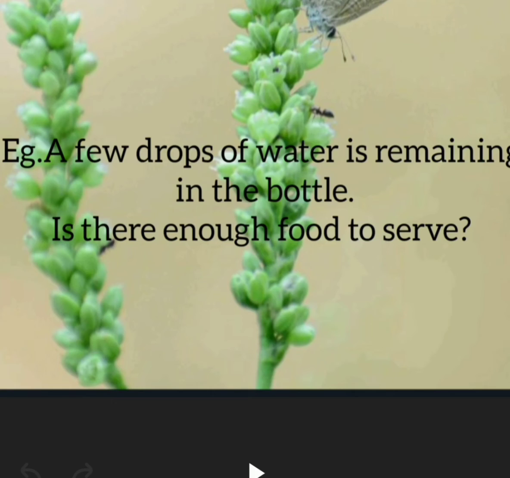I have given two examples here. First one, a few drops of water is remaining in the bottle. It also shows the quantity of water remaining in the bottle. A few shows the quantity of water inside the bottle, so it is an adjective of quantity. The next example is, is there enough food to serve? Enough here is the adjective of quantity. By using these adjectives of quantity, we can show the quantity of the noun.